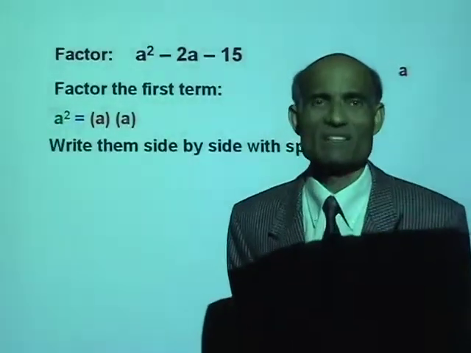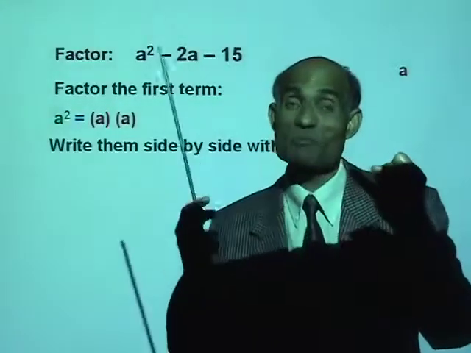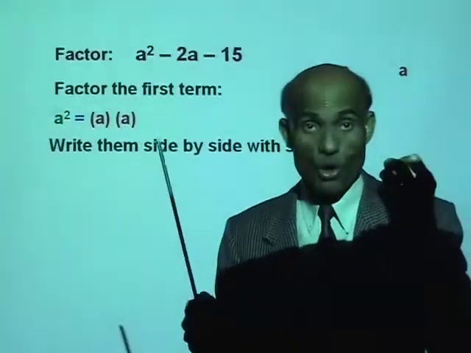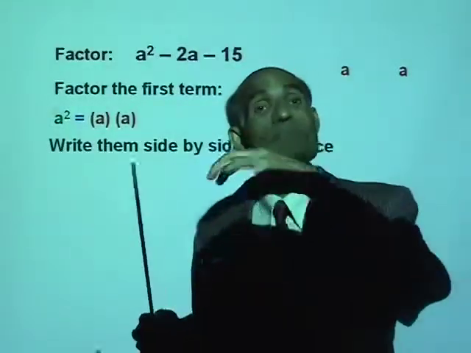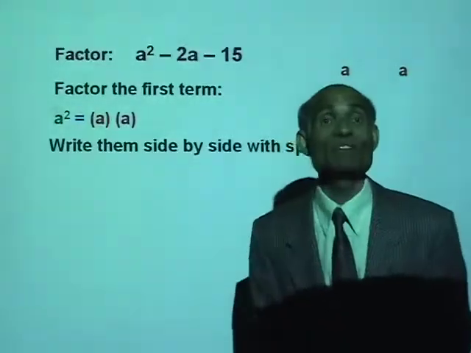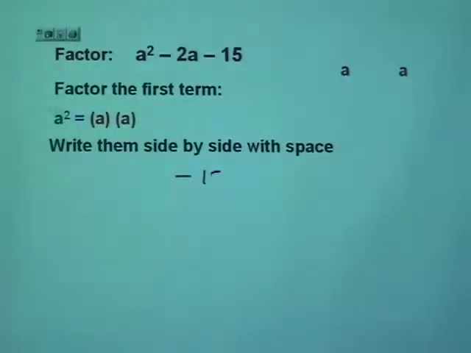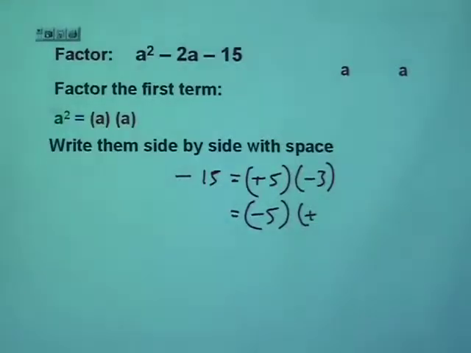Negative 15. You can see, I can factor it as negative 5 times positive 3 or positive 5 times negative 3. There are two choices. Alright, which one do we choose? Now, let's write that down for you. Negative 15 can be factored as positive 5 times negative 3 or negative 5 times positive 3.